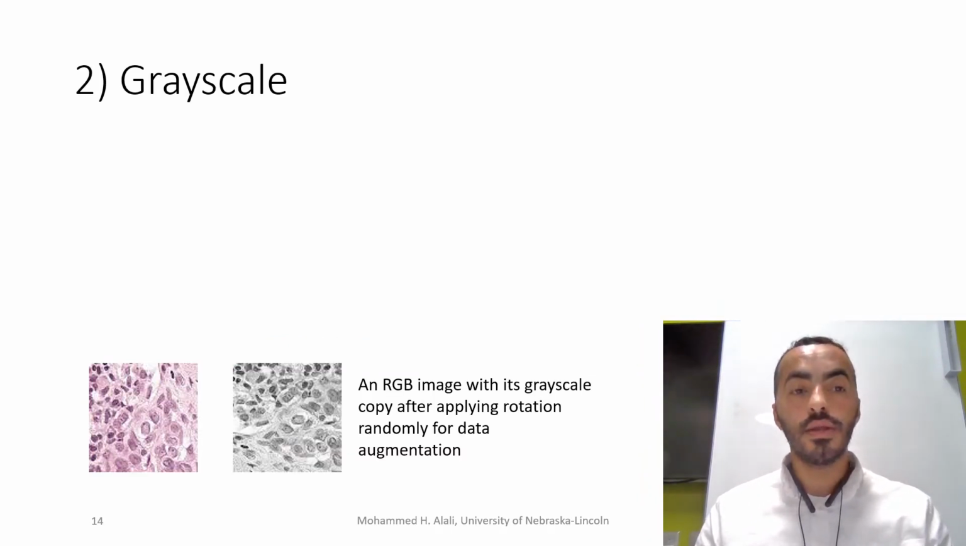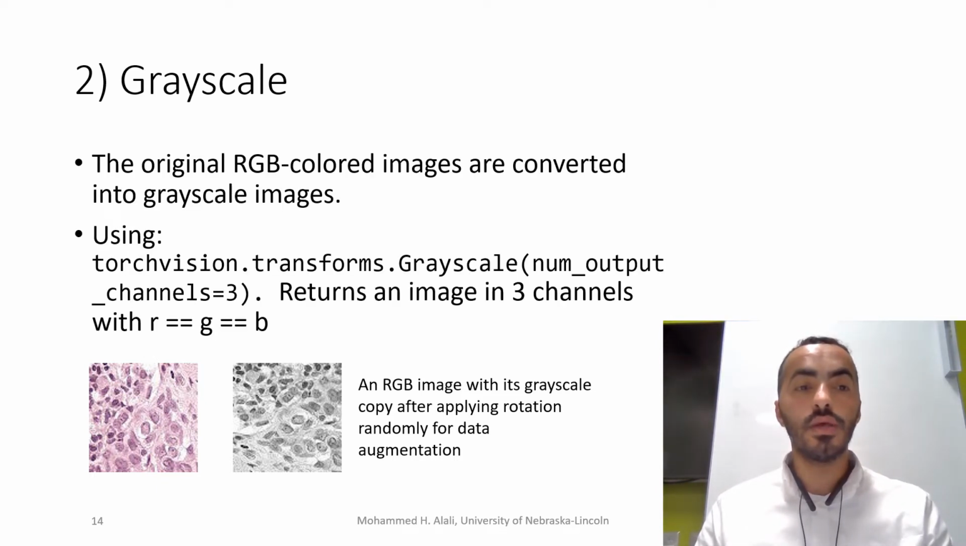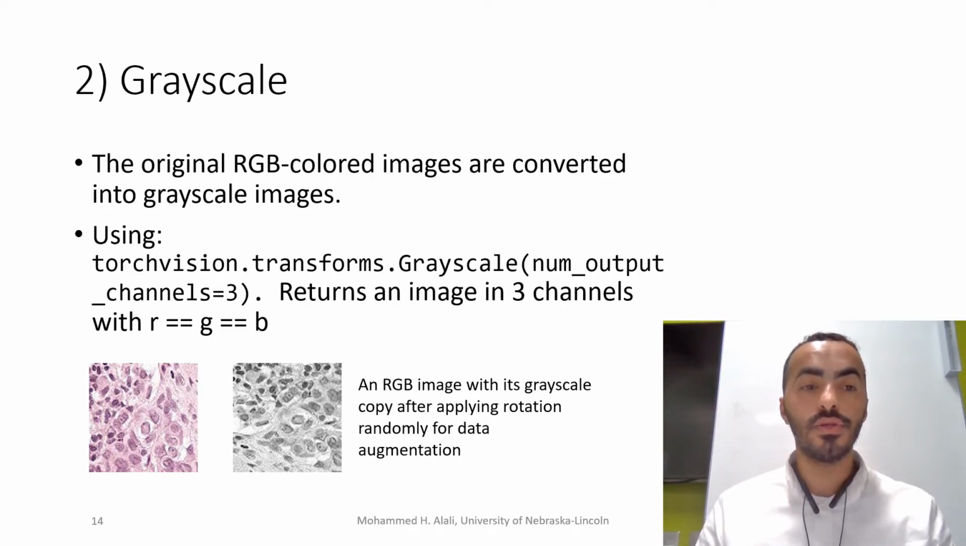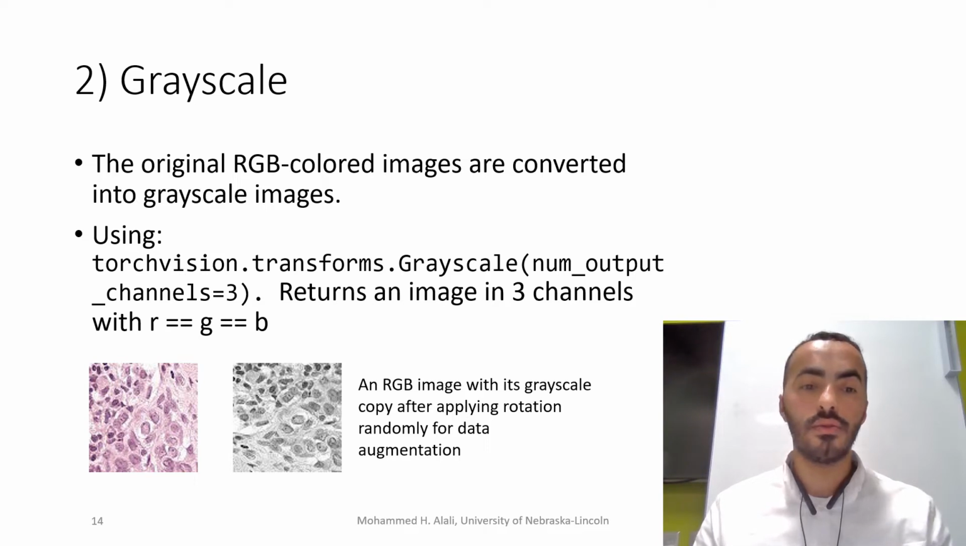The second color mode is grayscale, where we just convert the original RGB to grayscale using this function in Torch Vision. We use a grayscale of 3 channels, 3 similar channels, because our model requires an image with 3 channels, not 1 channel.